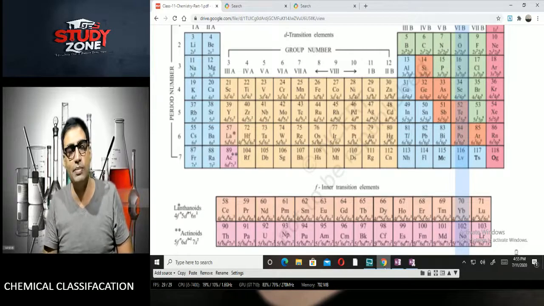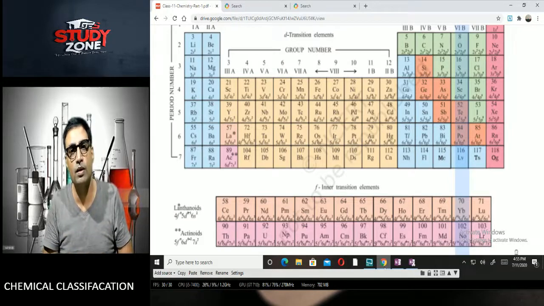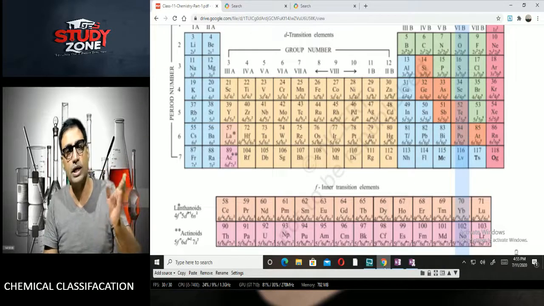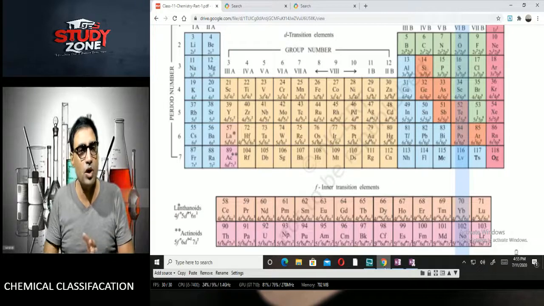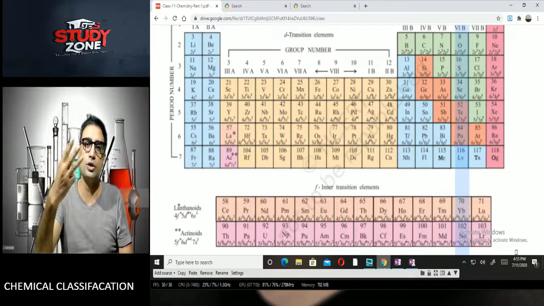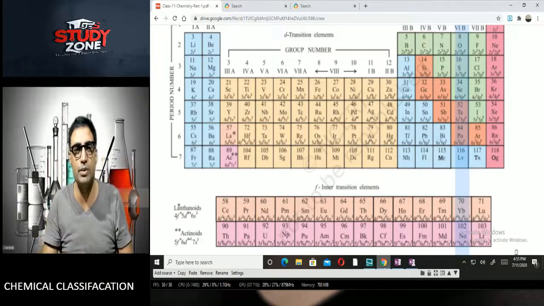The second merit is that it can accommodate isotopes. It was a demerit of Mendeleev's periodic table; that periodic table was based on atomic mass, but it could not accommodate isotopes. The modern periodic table can accommodate isotopes because isotopes have the same atomic number. Suppose I am talking about hydrogen, which has 3 isotopes: protium, deuterium and tritium. Although their atomic mass is different, they can be accommodated at one position where hydrogen is written.